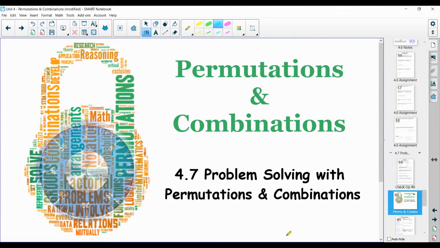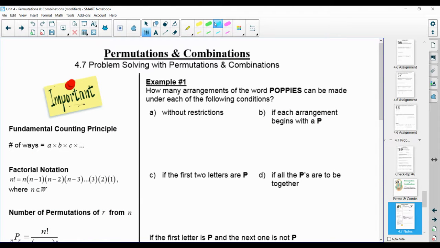Welcome back, guys. Today we're going to be looking at our last topic for the permutations and combinations unit, and we're going to be looking at problem solving with permutations and combinations. So before we get into the examples today, I'm going to take you on a quick journey back through all that we've done in this unit.